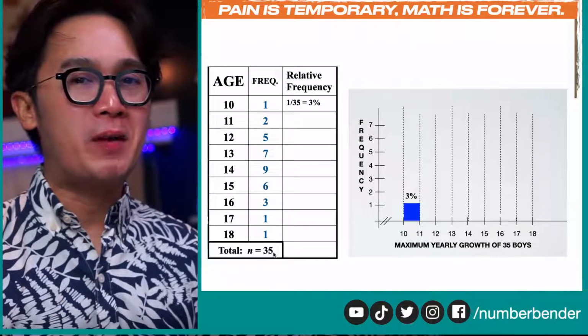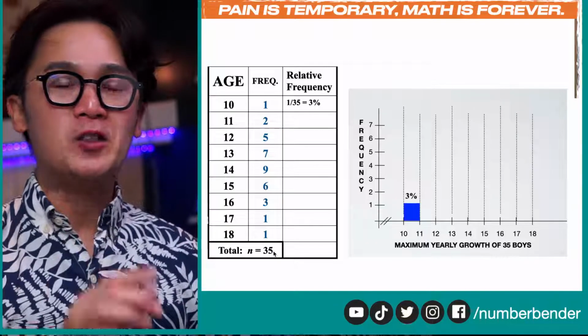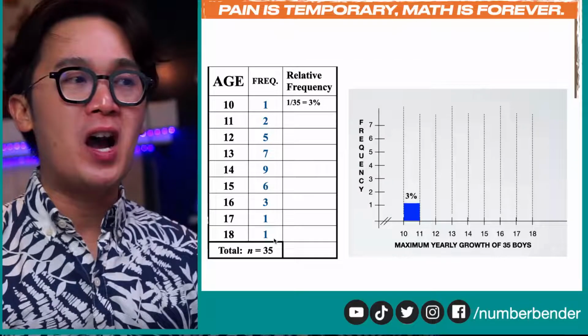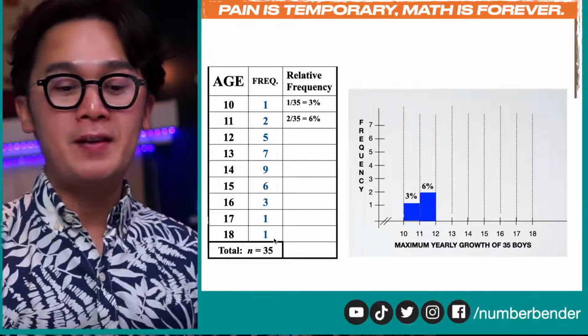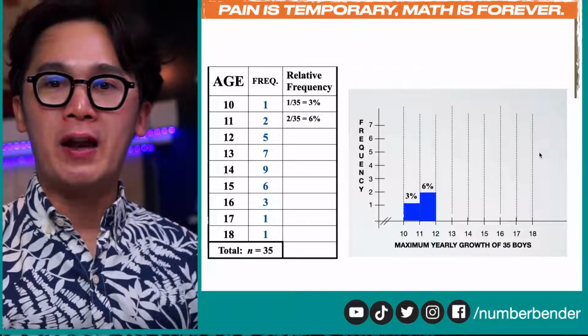But if you wish to do it by hand, you may do your long division as you please. But for me, I use the calculator. So at 2 out of 35, my calculator says 6%. And you are seeing that I am also generating my histogram right here.